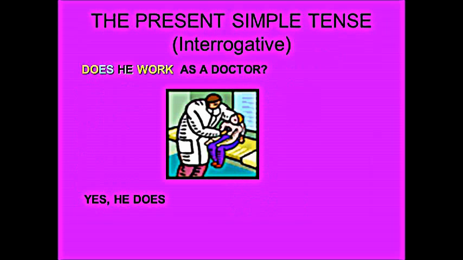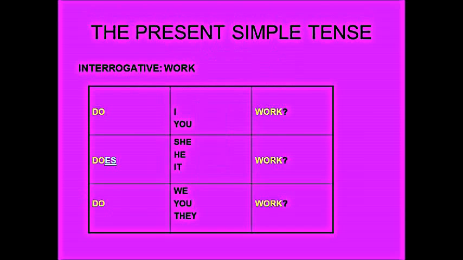Now we are going to see the interrogative form of the present simple tense. Here we have an example. Does he work as a doctor? Yes, he does. In order to make the interrogative form, we need to take the auxiliary verb do. Then we add the subject and finally the verb.